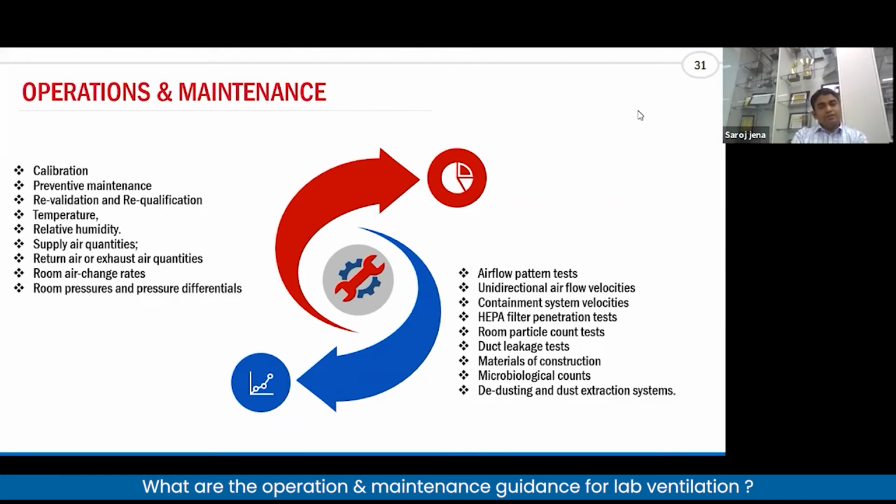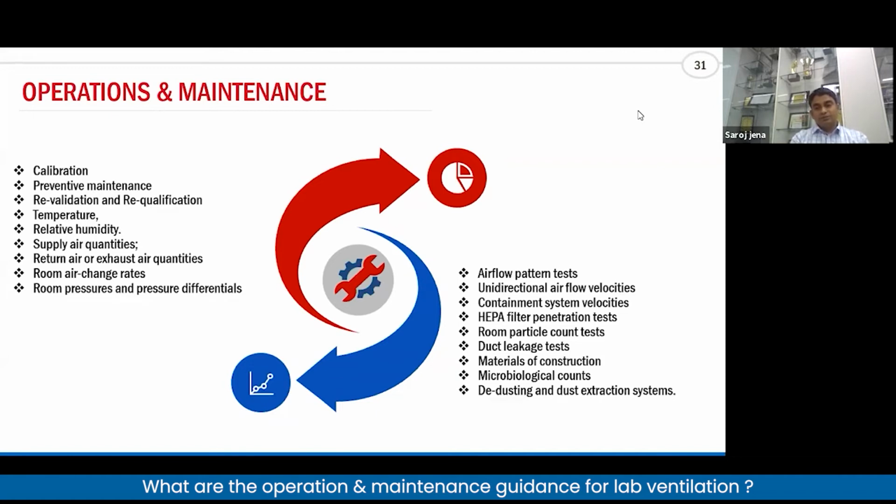And return air or exhaust air quantities. That also you need to calculate and work out the air changes and the room air change rate, which is air changes per hour. That also you need to work out during routine requalification and maintenance. Room pressure and differential pressure you also have to monitor daily. Temperature is also monitored daily inside the lab.